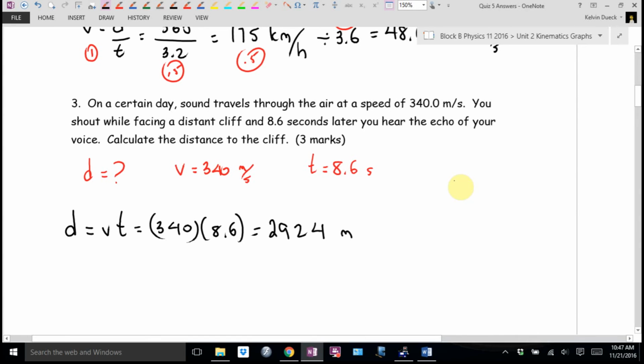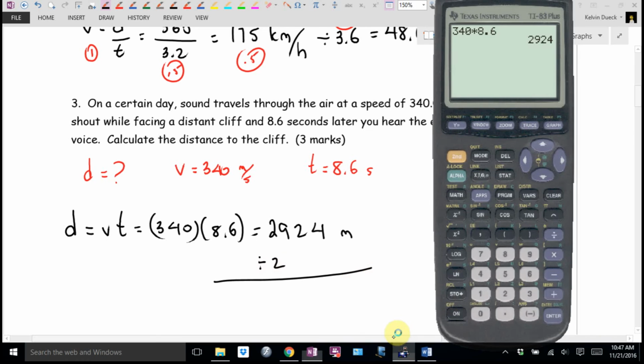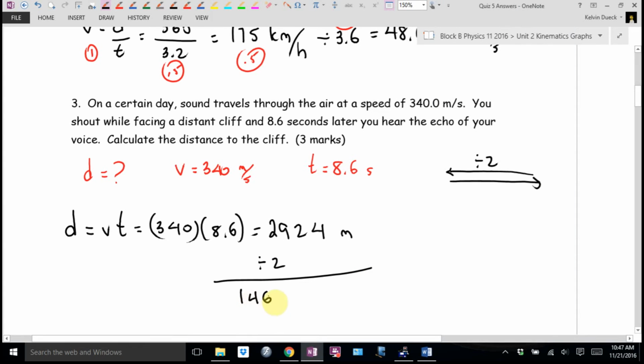So? You could either divide the time by 2 to start out with and say, oh, it's going to be not 8.6, 4.3 seconds to go one way, or I'm lazy, I'll just do it afterwards. So now I'm going to divide that by 2, and I'm going to get 1462. Technically, I would go 1,500 meters to 2 sig figs, but I'll take 1462. If you got that, you get 3 out of 3.